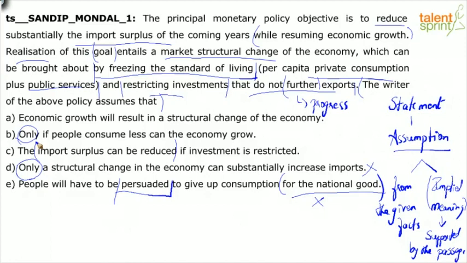A. Economic growth will result in a structural change of the economy. Now, again, we have to lean on the passage. It looks very logical, right? Option A looks very logical. So, if that is the case, let's go back. The topic sentence says, the principal monetary policy objective is to reduce substantially the import surplus of the coming years while resuming economic growth.